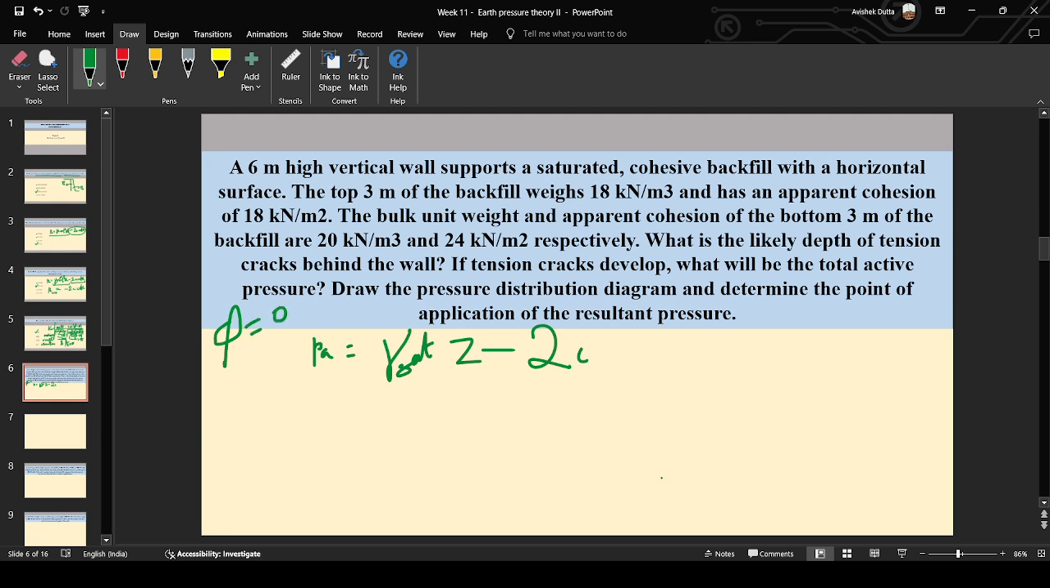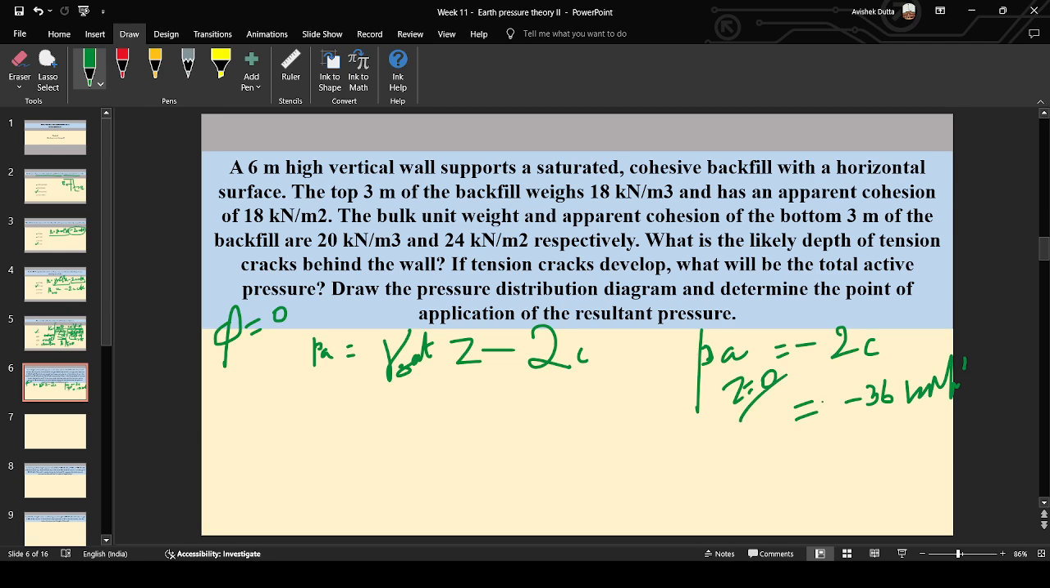Tan square alpha equals tan of 45 plus phi by 2; with phi equal to 0, tan 45 equals 1. Now for the topsoil, when Z equals 0, PA for Z equal to 0 will be equal to how much? Minus 2C. And cohesion is 18, so it is minus 36 kilonewton per meter square at Z equals 0.